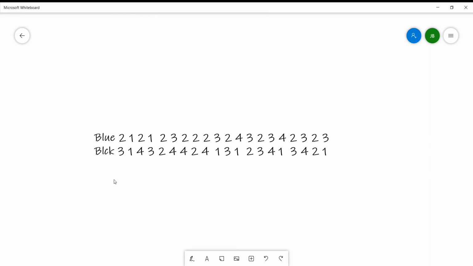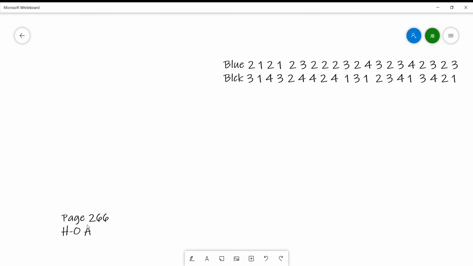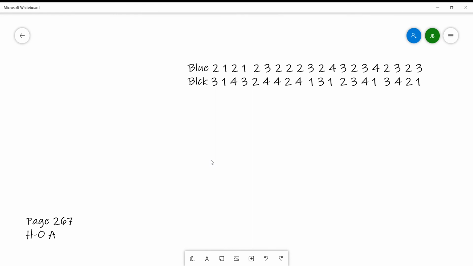Looking on page 267, just say step 2. So we've got the raw data. It says, what's the observed frequency? Let's use that blue die. It says, what's the observed frequency? And so using the observed frequency, I hate when it does this.